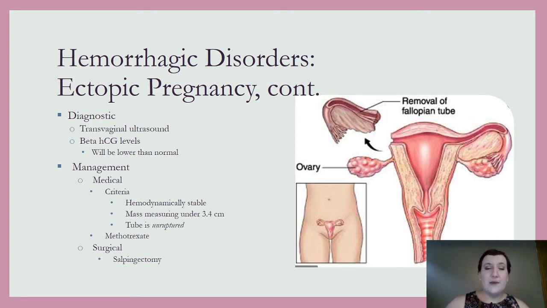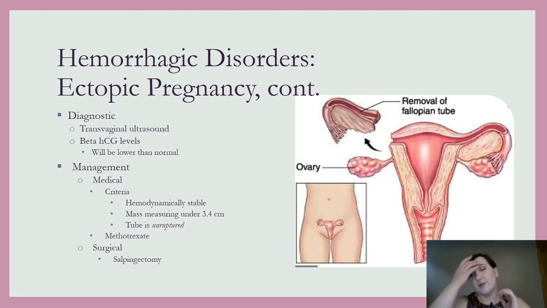Management. So, medical management, what are we going to do if we identify? Okay. We don't necessarily have to go right to surgery. We might be able to medically manage them. If the woman is hemodynamically stable, the mass measures under 3.4 centimeters, and the fallopian tube is intact, then we will administer methotrexate.